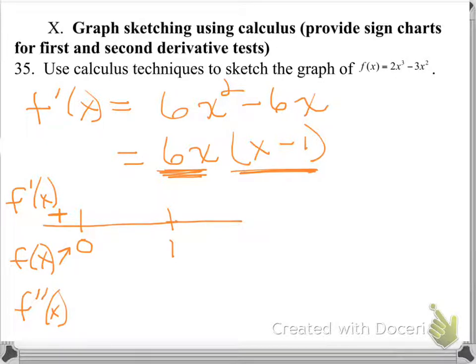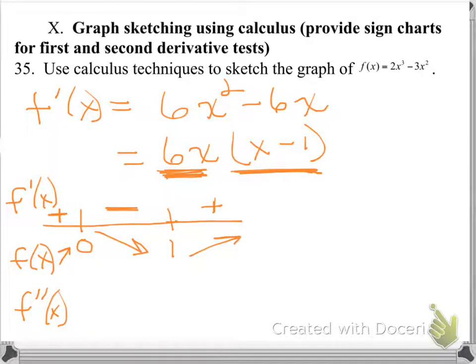Pick a number between 0 and 1, so let's say 1/2. That'll be positive here and negative here. Positive times a negative is a negative. My slope is negative, therefore my function is sloping down. And then pick a number to the right of 1. If I pick 2, that's going to be positive. That'll be positive. Positive times positive is positive. I'm back to upward sloping.